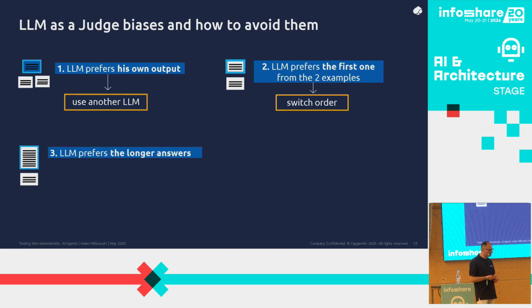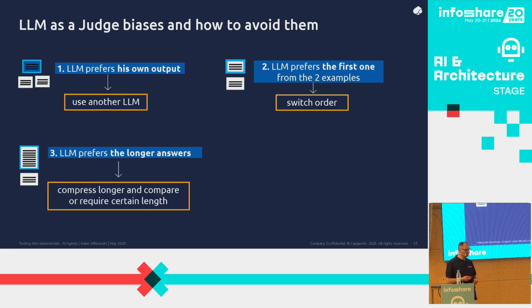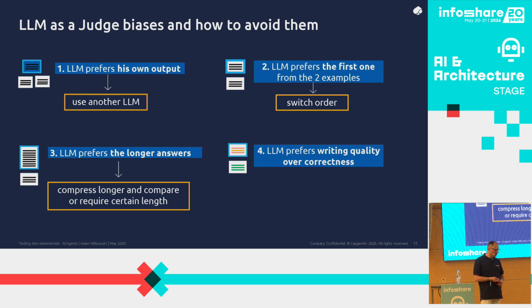Okay, so the third one. Some LLMs just prefer longer answers. And what can we do with this, right? So basically 2 things. We can compress the longer one to have the same size as the other one, but this is not ideal because we want to compare the actual outputs, not some compression of them, right? And sometimes in agents, in some cases that's not applicable, but sometimes we can require that the output be of a certain length. If agents always produce, let's say, 500 line files, this bias will not hit you, right? Because everything will be 500 lines, right?